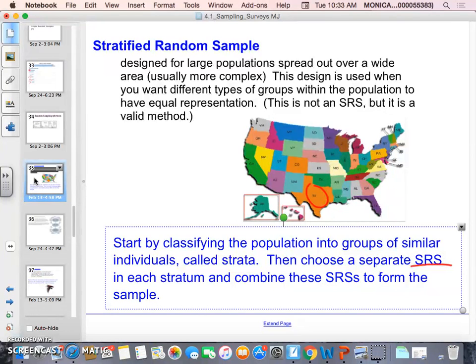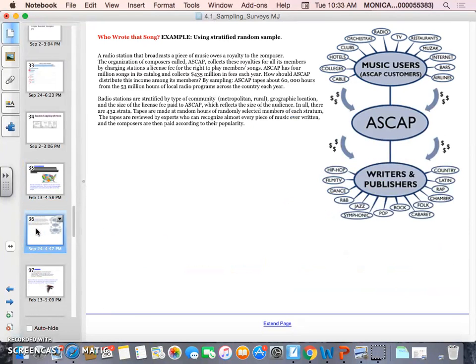Okay, another company that uses this is ASCAP, which is actually a bunch of composers, and what they do is they collect royalties from radio stations. So the music users, airlines, bars, internet, whatever, they pay money to ASCAP, and in return, ASCAP gives them royalties to different songs.